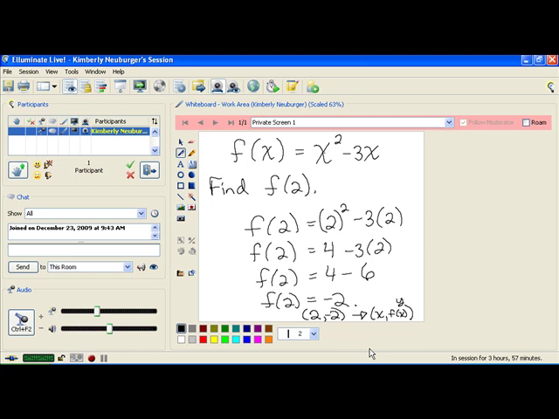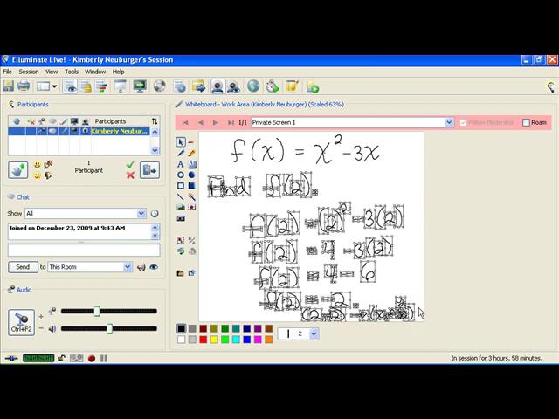Now, let's take a look at one more problem where we're finding something using this equation.